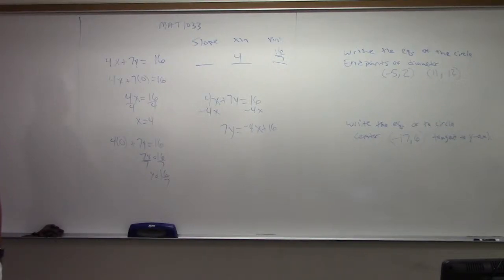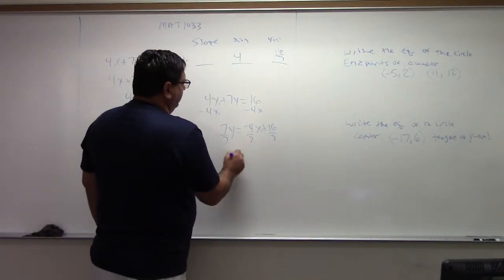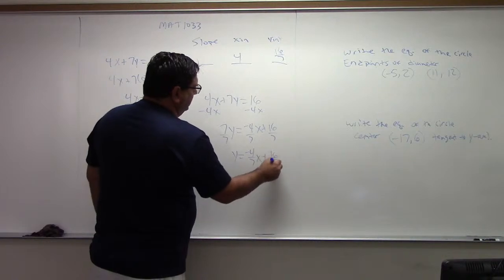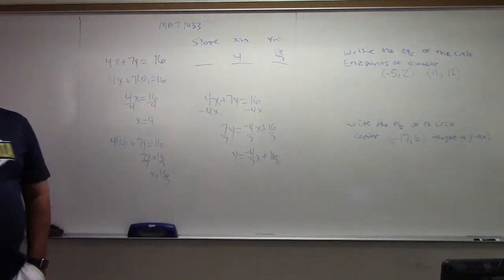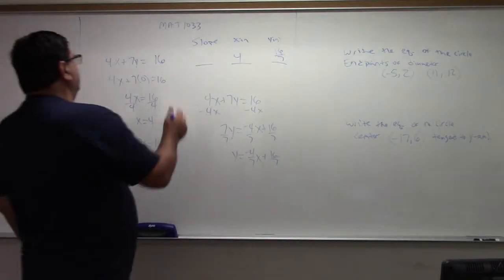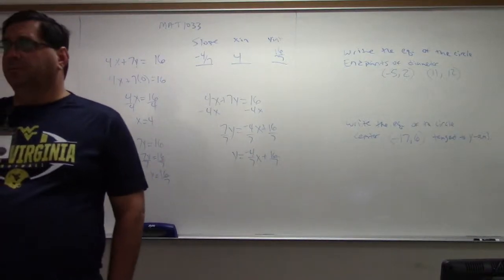All right, now what are you going to do? Divide by 7, divide by 7. Negative 4/7 x plus 16/7. All right. Once we get to there, what's the slope? Negative 4/7. Negative 4/7. All right, any questions on those?